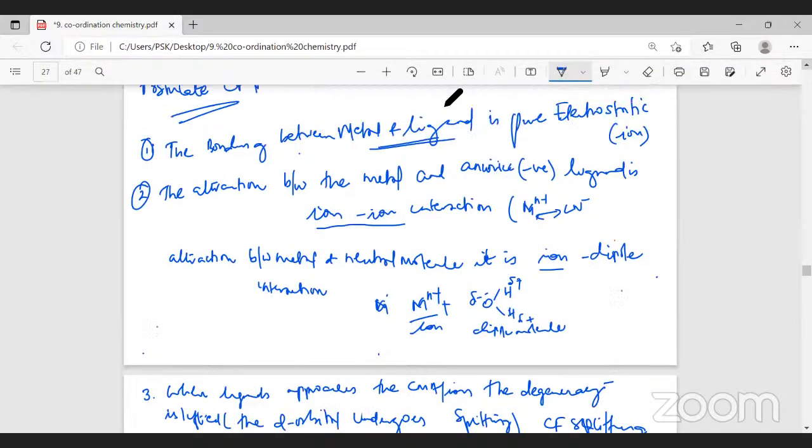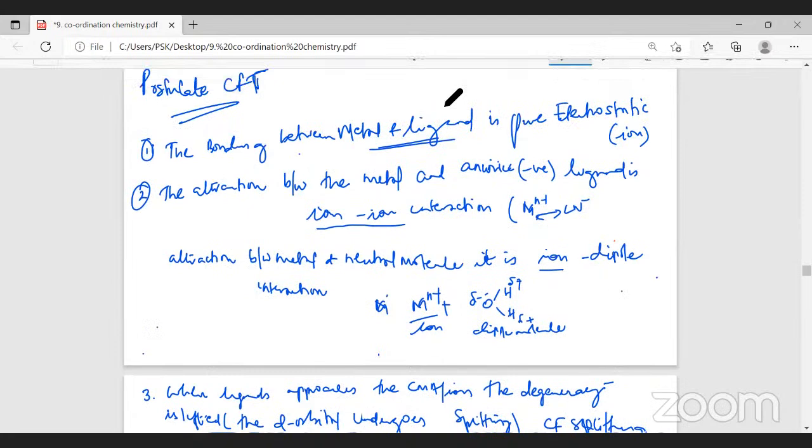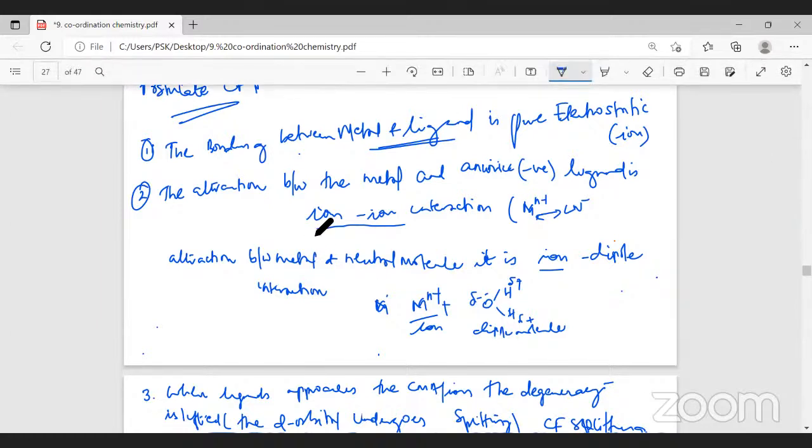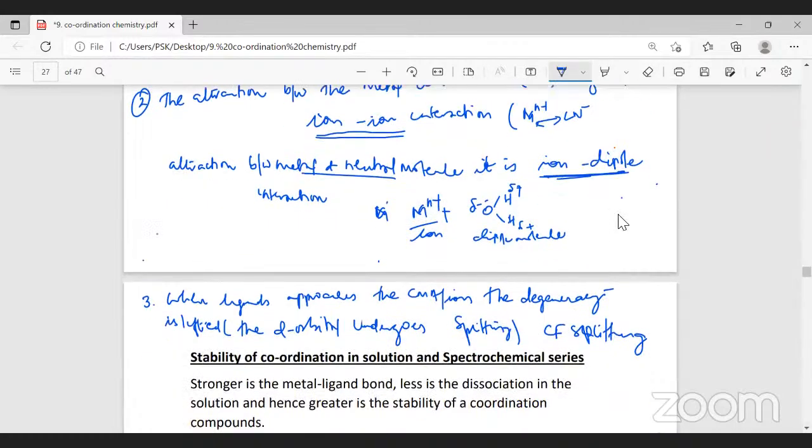Now, I want you to go through these postulates again, because I have to represent them pictorially. The bonding between the metal and the ligand is purely electrostatic, that means ionic. The second point is that two types of attraction happen between the metal and the ligand. The first is the attraction between the metal and the negatively charged anionic ligand, through ion-ion interaction. The next is the attraction between the metal and the neutral molecule, which is ion-dipole interaction. I clearly explained what a dipole is. Similarly, if you take ammonia also, NH3.